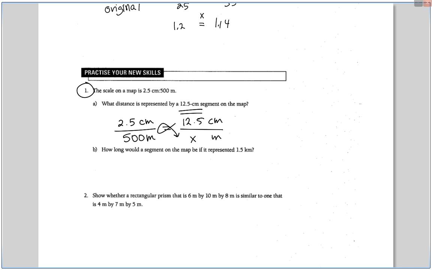Even looking at number 2, I'll get you started there. You can see 6 would go with 4. 10 goes with 7. And 8 goes with 5. You just have to keep the corresponding sides together and check all the proportions. So is 6 divided by 4 the same as 10 divided by 7, the same as 8 divided by 5? You have to physically check those with your calculator. Just go to the decimal and find out. If they are the same ratio, then the shapes are similar. If they're not, the shapes are not similar.